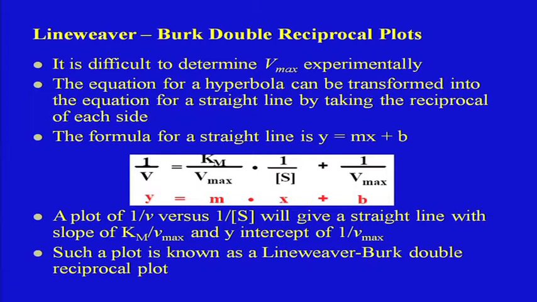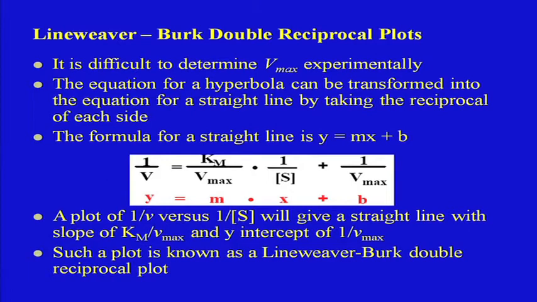Okay. So, it is difficult to determine Vmax experimentally, and the equation for a hyperbola can be transformed into the equation for a straight line by taking the reciprocal of each side. That is why you have done this double reciprocal plot. Okay. And the formula for the straight line is y is equal to mx plus b, where b is the intercept and m is the slope. So, comparing these two, 1 by v is equal to Km by Vmax into 1 by s plus 1 by Vmax. Okay. So, the slope will be Km by Vmax and the intercept will be 1 by Vmax.